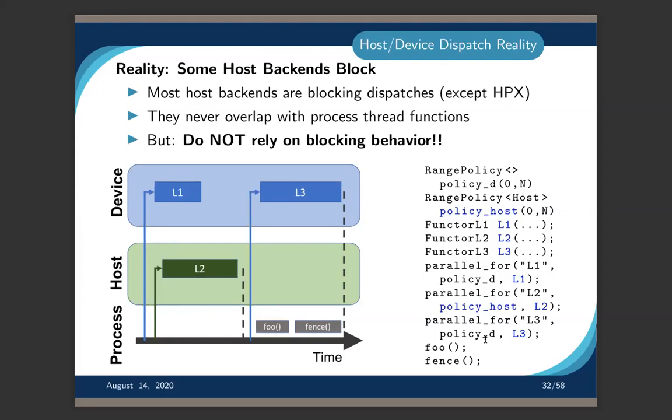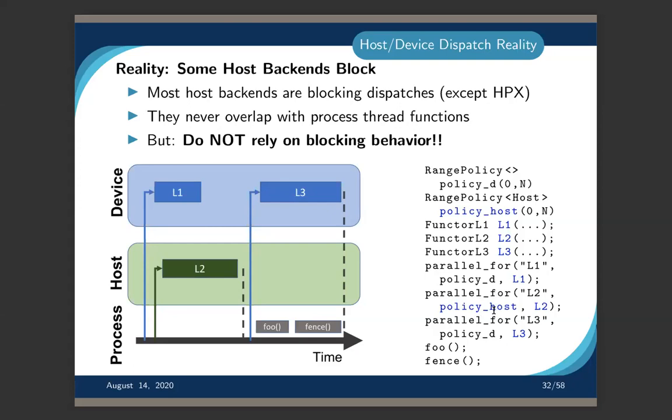Which means if L3 and L2 are independent, which they have to be because semantically they are overlapping, then it would have been much better to first dispatch L3 instead of dispatching the host thing first.